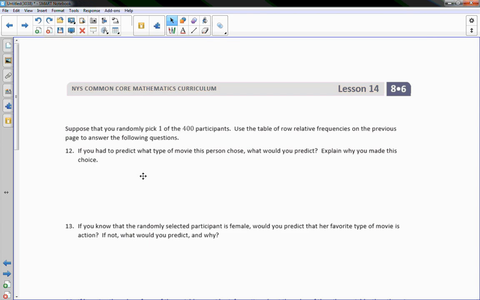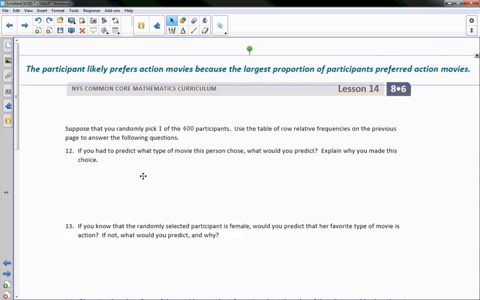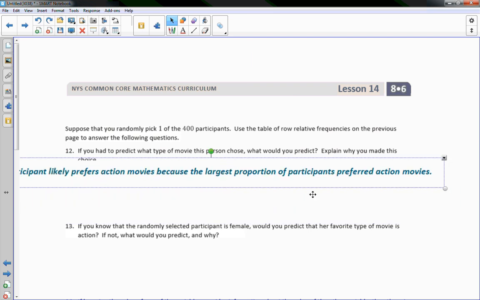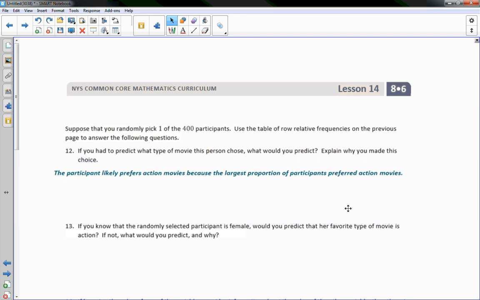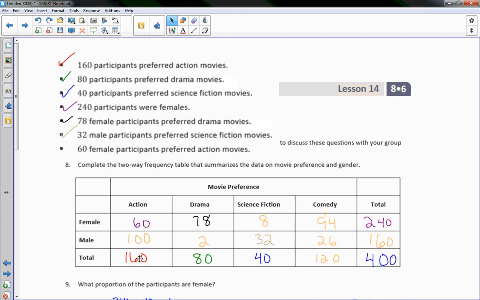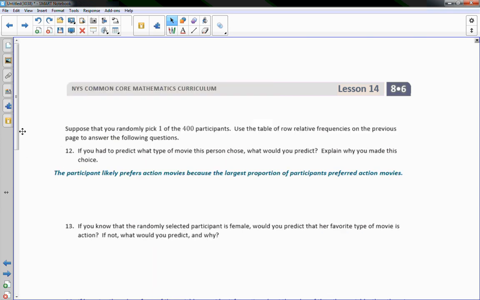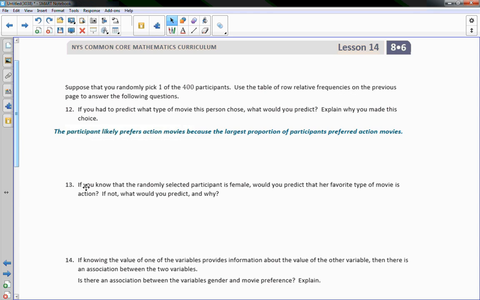Yes? So let's take a look. So the answer should be the participant likely prefers action movies because the larger proportion of participants preferred action movies. So when we look there, 160 is more than 80, 40, and 120. And that's where that comes from. Okay, we could narrow down even more, and we could say it was possibly a male who preferred action movies.